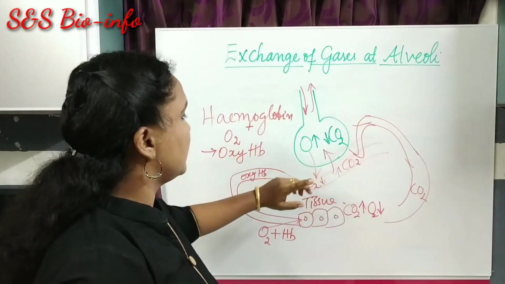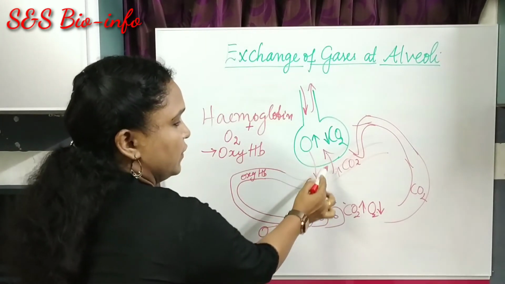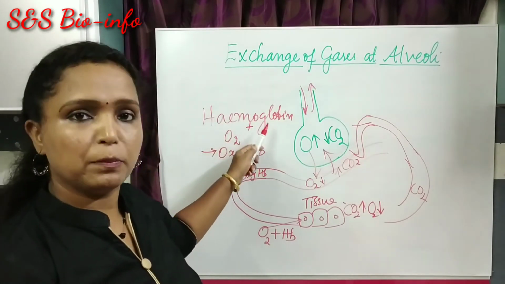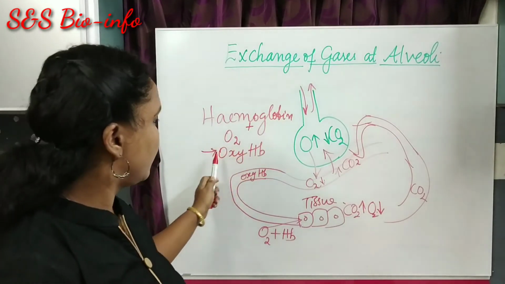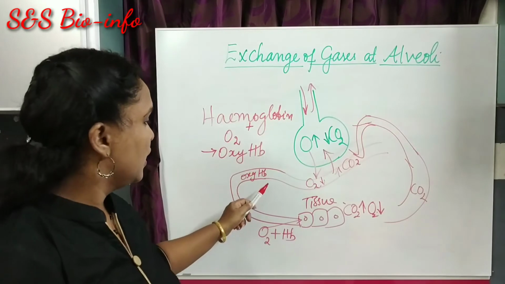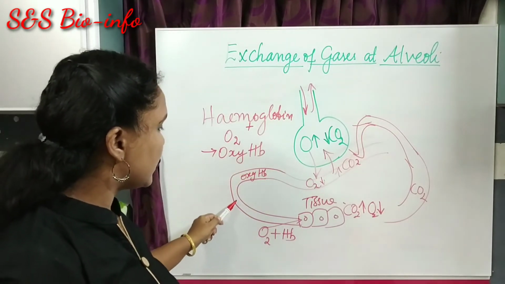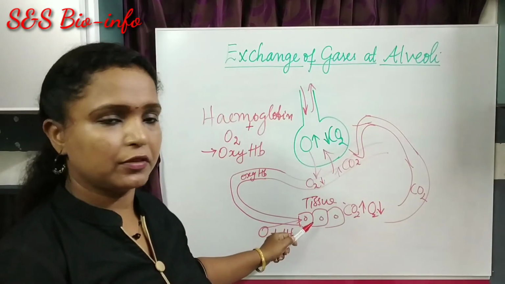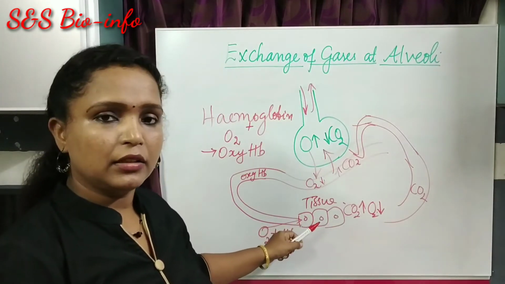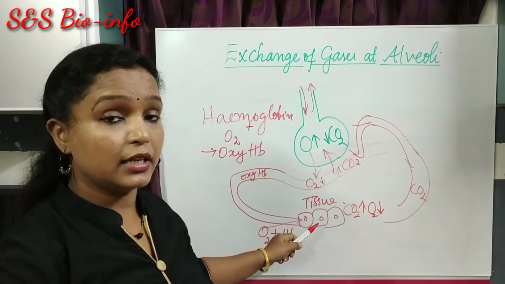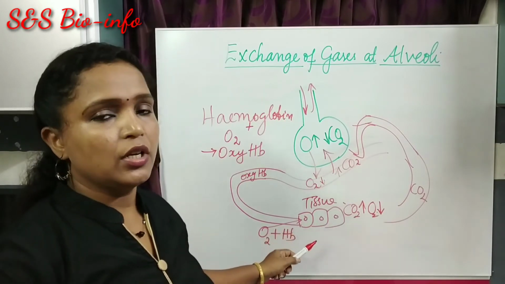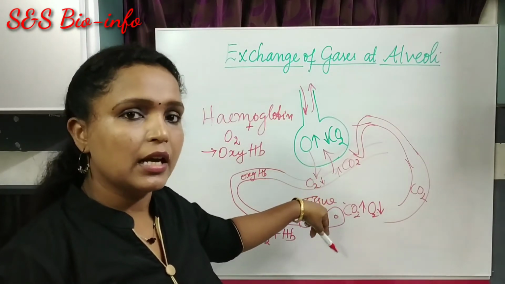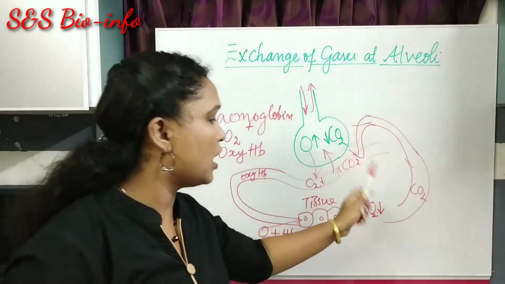Once again I'll explain. After the exchange of gases, the oxygen is combined with the respiratory pigment called hemoglobin. Then it forms oxyhemoglobin. This oxyhemoglobin is transported through the blood vessels and reaches every cell of the body. In the cell, the amount of carbon dioxide is higher than the amount of oxygen. So what would happen? Oxygen will be diffused into the cells and carbon dioxide is diffused out.